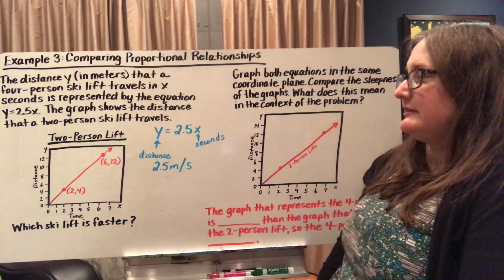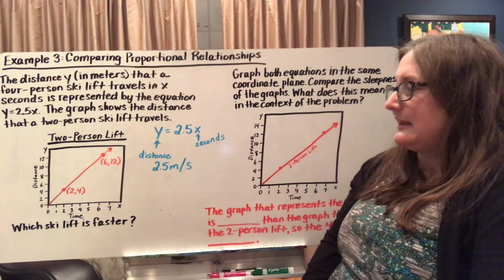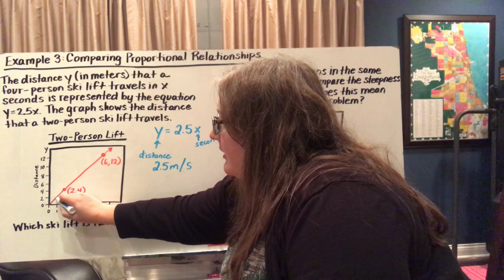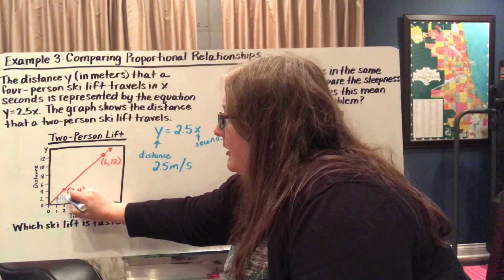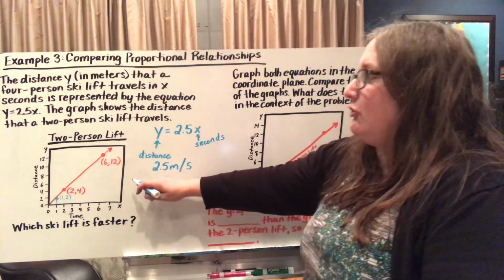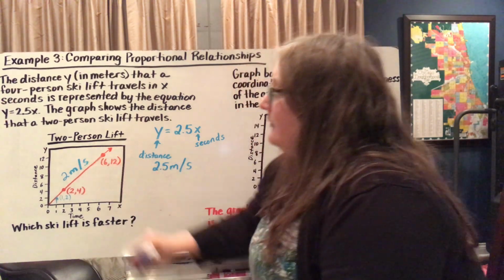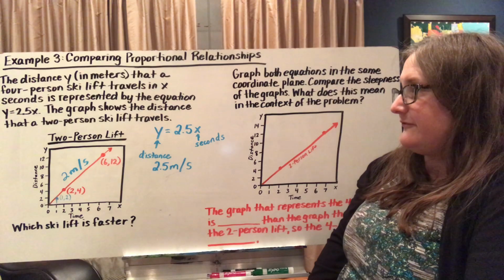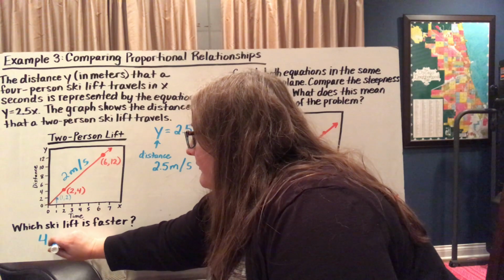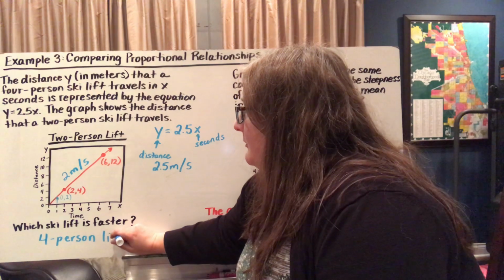Now, this graph shows the distance of a 2-person ski lift. So in a single second, the 2-person ski lift, if I follow up here, goes 2 meters. I have 1, 2. So in 1 second, it can travel 2 meters. So the 2-person ski lift is going 2 meters per second. So they're asking me which ski lift is actually faster. This guy's a little bit faster. The 4-person ski lift. So the 4-person lift is going to move a little bit quicker.